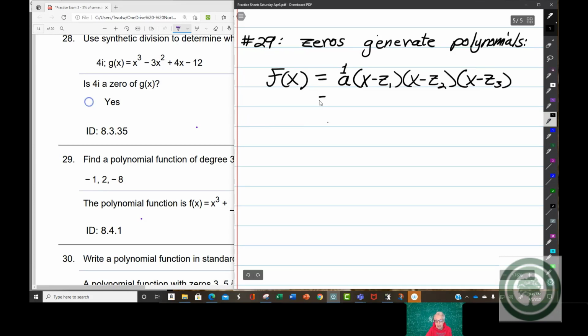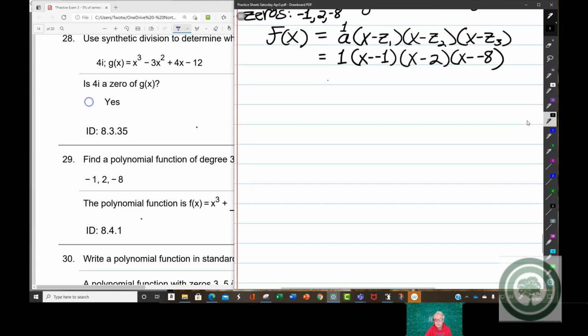Okay, so our zeros are -1, 2, and -8. So f of x is going to equal x minus -1 times x minus 2 times x minus negative 8. Everybody with me?